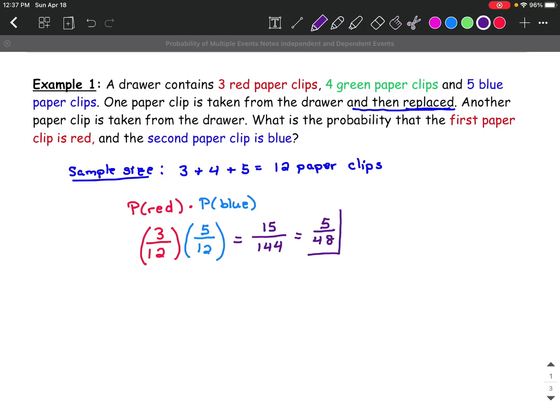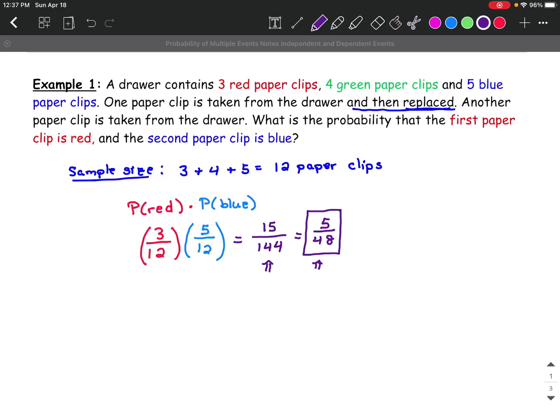Now here's the thing about the simplifying, guys. Sometimes in multiple choice, you might see the answer as 15 over 144. Sometimes you might see the answer here, so you need to realize that the answers are equivalent. If it's one of the long problems where it's not multiple choice, I want you to simplify your answer to lowest terms. We want you to reduce your answer. So 5 over 48 would be the correct answer.